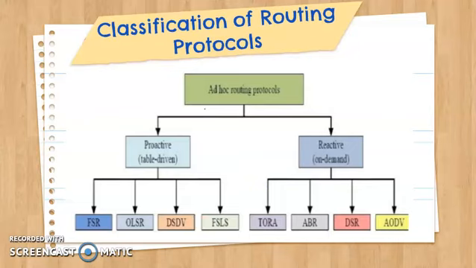Classification of routing protocols. Ad hoc routing protocols are divided into proactive and reactive routing protocols. The proactive routing protocol is further classified into FSR, OLSR, DSDV, and FSLS, whereas the reactive routing protocol is further classified into TORA, ABR, DSR, and AODV.